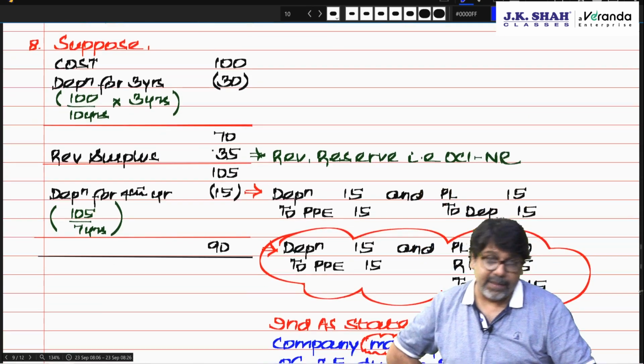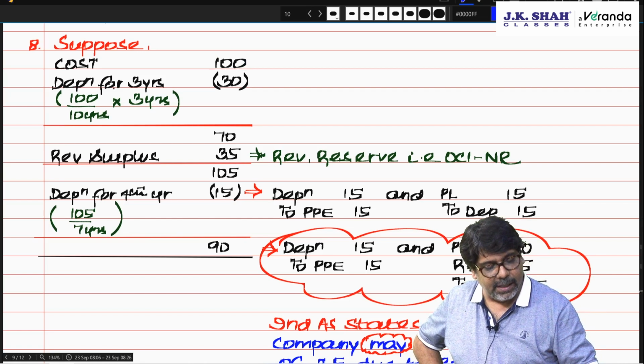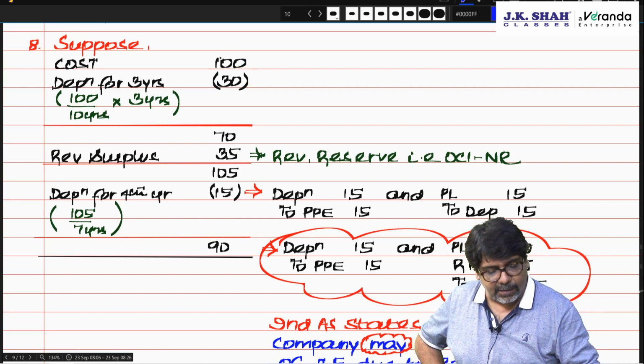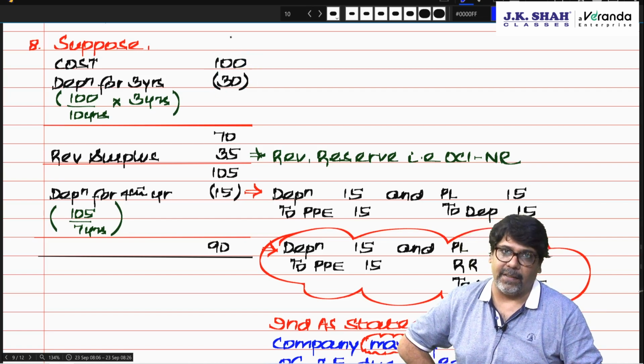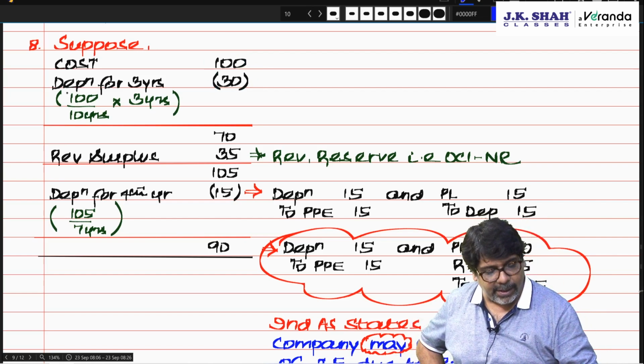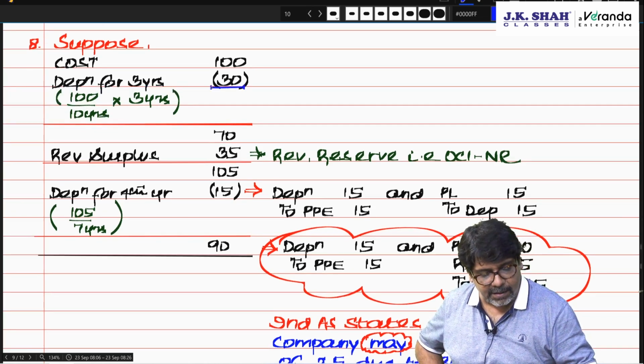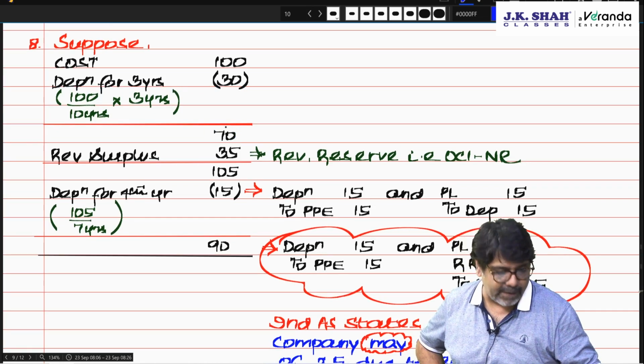Now charted, this is interesting. Suppose the cost of the asset is 100, and the life is 10 years. So depreciation every year is 10 rupees. Suppose for 3 years we went on doing depreciation. So depreciation per year is how much? 10 rupees. Three years' depreciation is 30, so the asset value became 70.